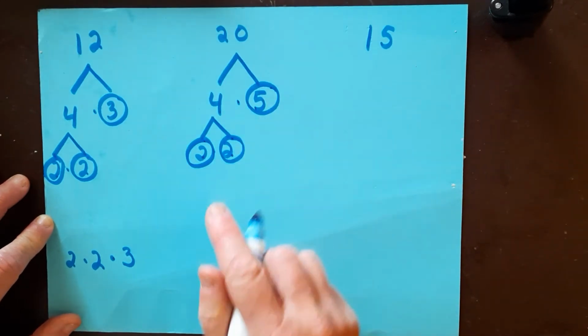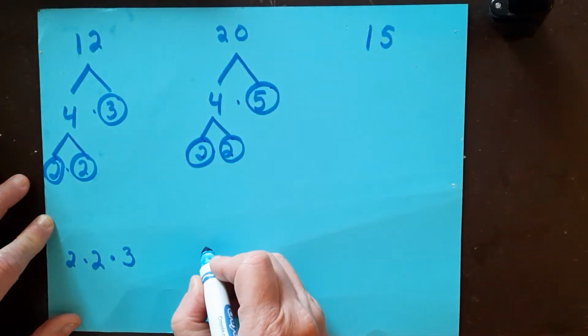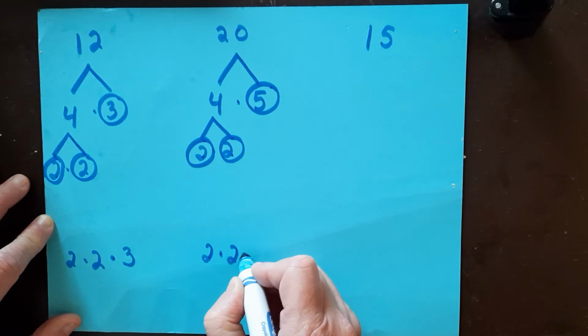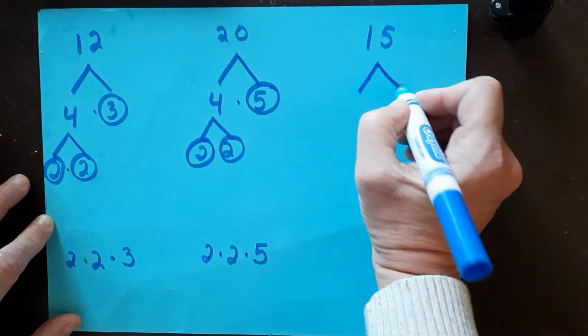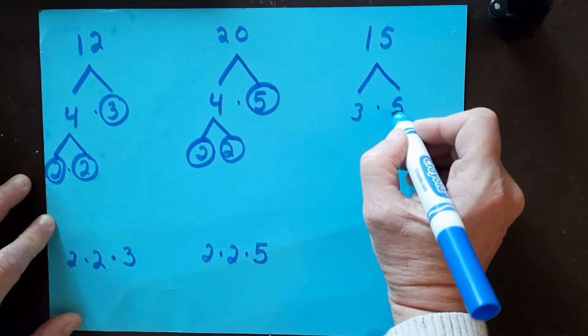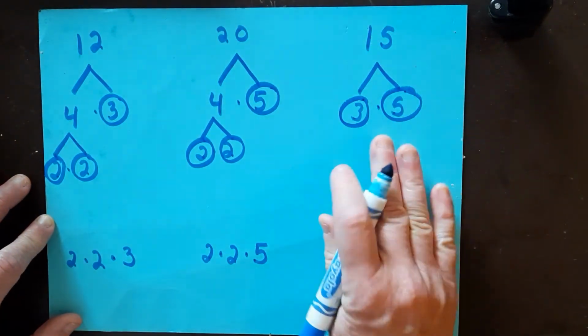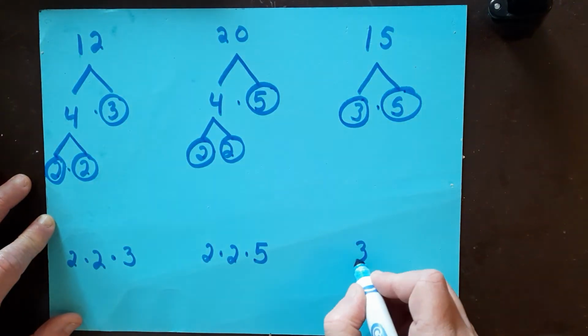These are all prime numbers. 20, written as a product of primes, is 2 times 2 times 5. 2 times 2 is 4, times 5 is 20. 15 is fairly easy because 3 times 5 equals 15, and they're already primes, so we stop right there.